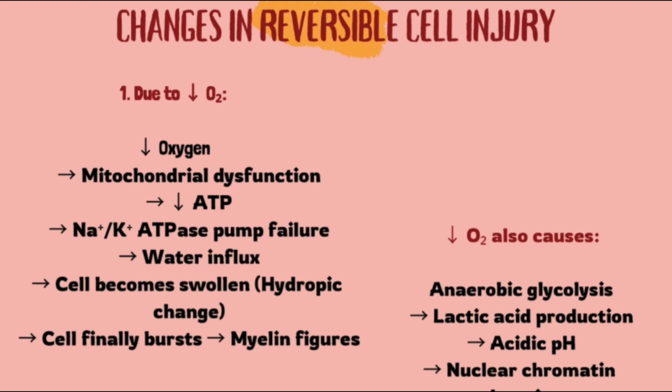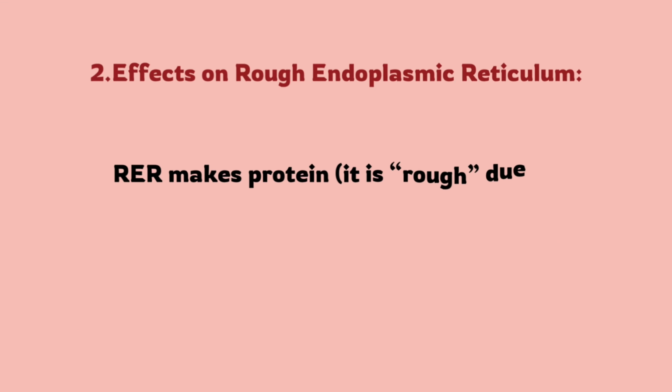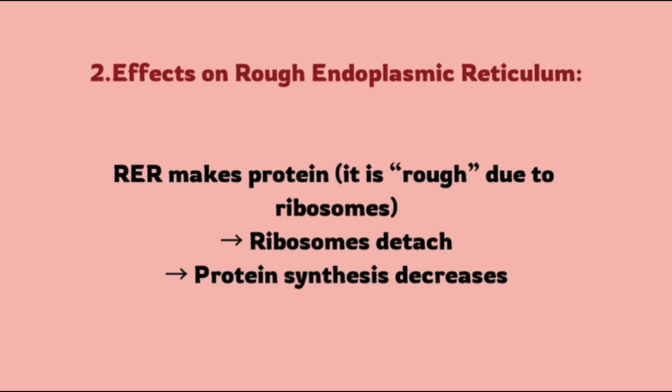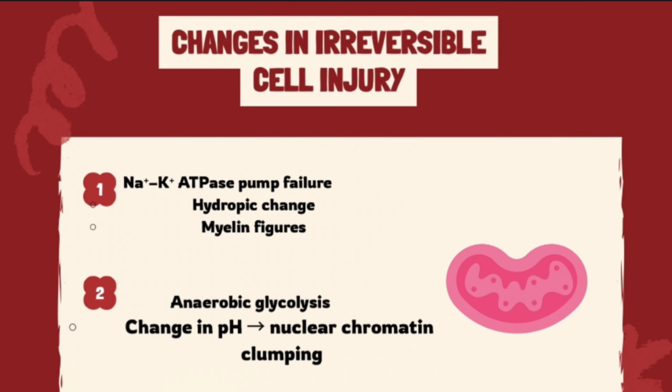Good news? If oxygen comes back in time, the cell can recover. That's why we call it reversible injury. The rough endoplasmic reticulum, or RER, makes proteins. It's called rough because it's covered in ribosomes. But when the cell is injured, those ribosomes detach. And without ribosomes, protein synthesis drops. Simple as that. Let's look at the key changes in irreversible cell injury and how they differ from reversible damage.